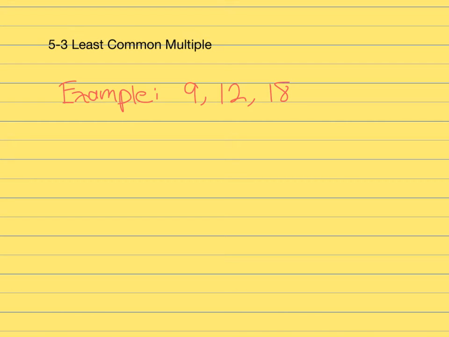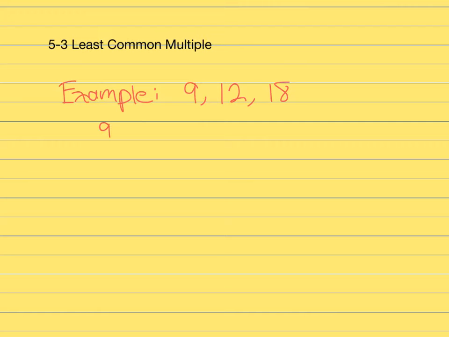Okay, the lesson for today in 5.3 is least common multiple. And what we're going to do is we're going to do it two ways, just like we did greatest common factor. One, we're going to do it by listing the multiples, and the second way by using the prime factorization that we get from a factor tree.